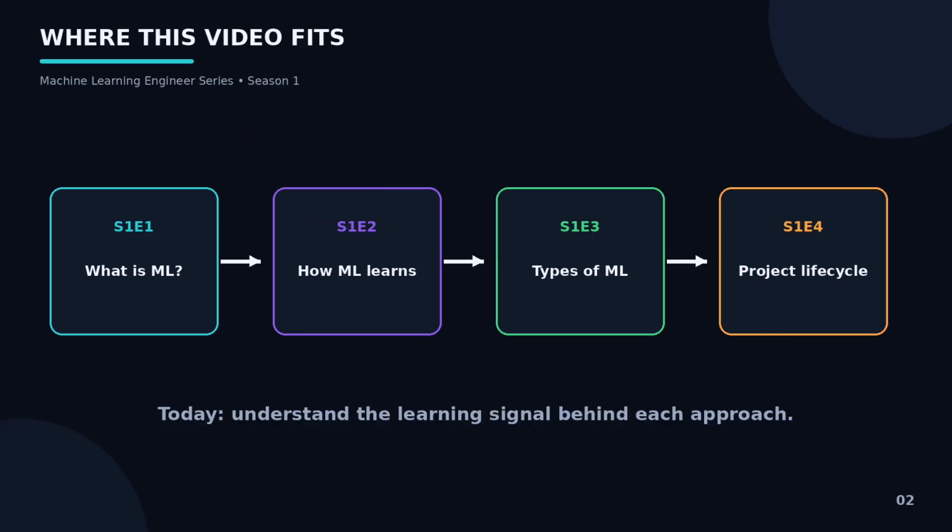In the first episode, we established what machine learning is. In the second episode, we went deeper and understood the learning mechanism. Data goes into a model, the model makes predictions, we calculate the error, and the model adjusts its parameters to improve. Now we need to answer an important question. How exactly do we provide the learning signal to the model? That's where the different types of machine learning come in.